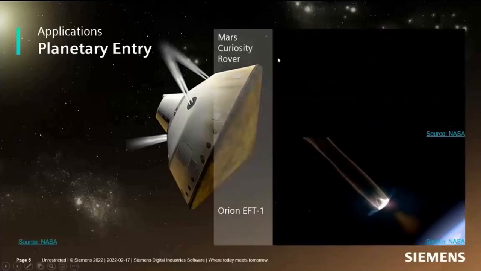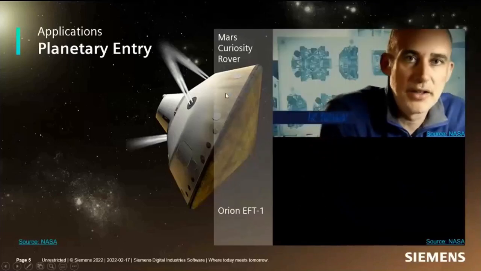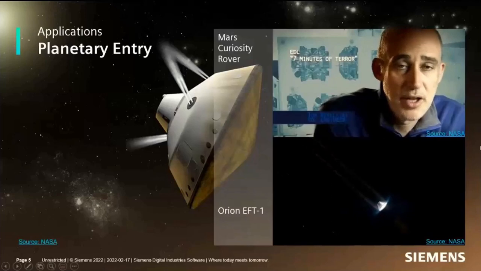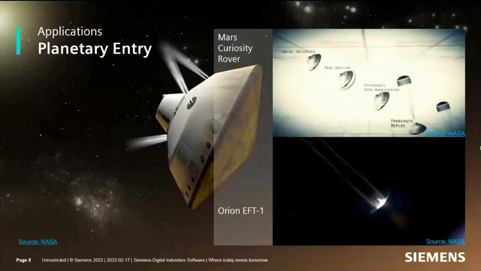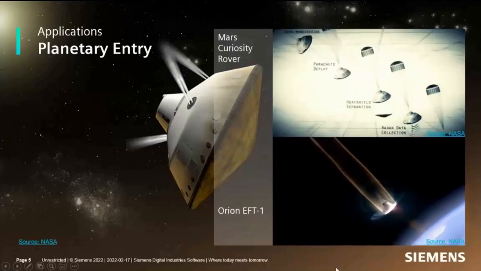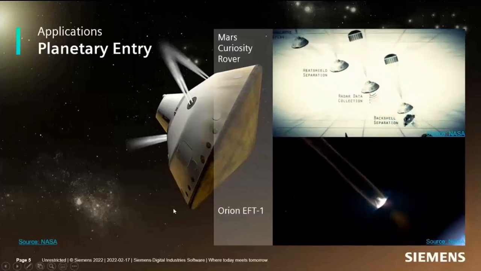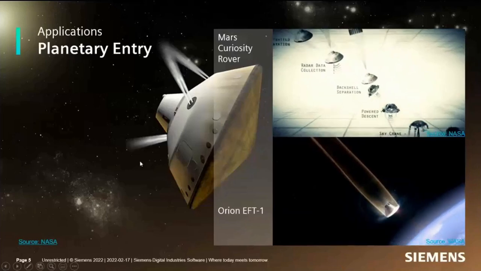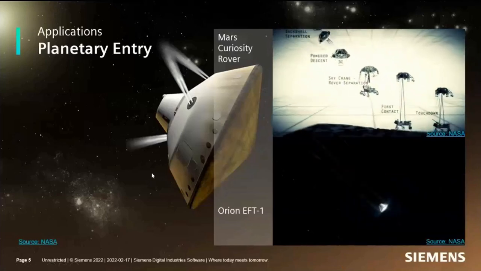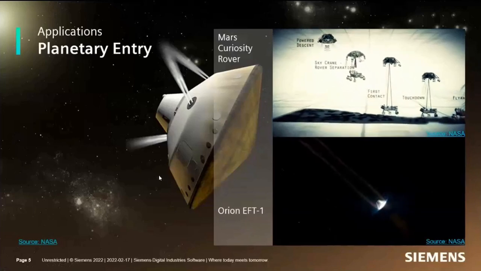This is an example from the Mars Curiosity rover. You can see from the 7 Minutes of Terror video that they were talking about all of the loads as you come down through a planetary entry. And then another artist rendering of the Orion, back when it was called EFT-1. I think I should update that. It's now part of the Artemis 1 mission.